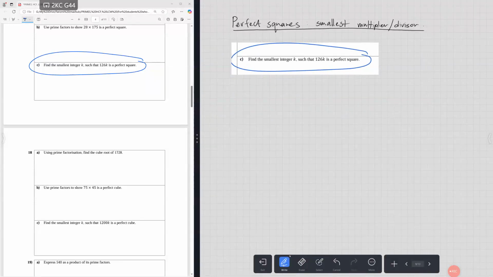First thing to take note is that you need to understand what a perfect square is. The definition of a perfect square in terms of prime factorization is that the powers are all divisible by 2.